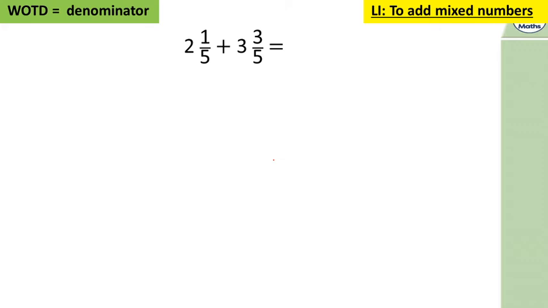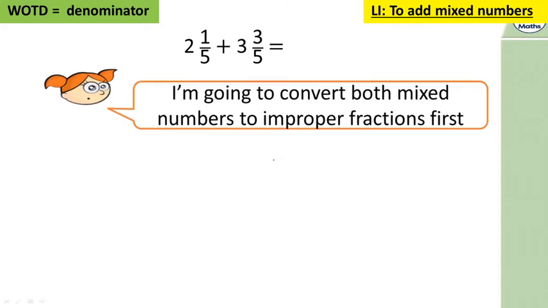Okay, so we're adding mixed numbers today. We're going to look at a couple of different approaches here. So we have 2 and 1/5 plus 3 and 3/5. So this girl is saying, I'm going to convert both mixed numbers to improper fractions first. So this is her method and it is a method that works. Then we're going to see a different method and see which one you prefer.